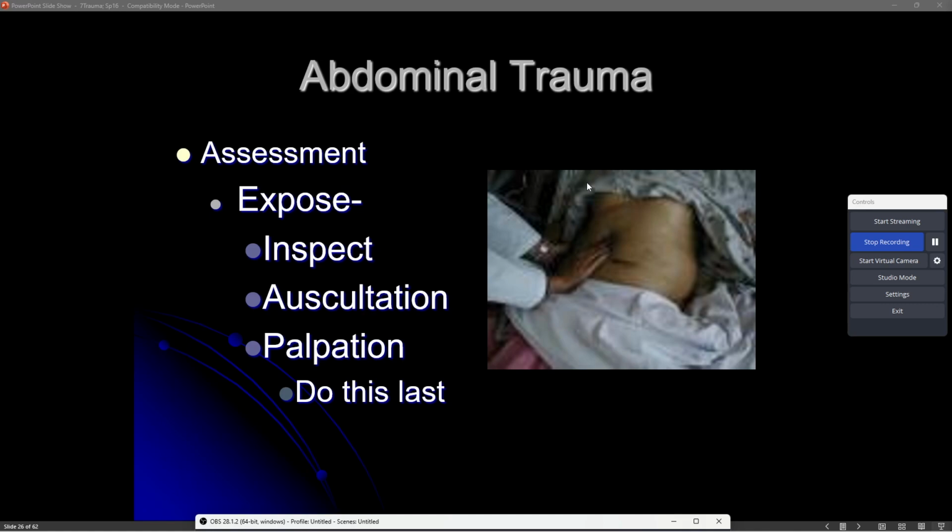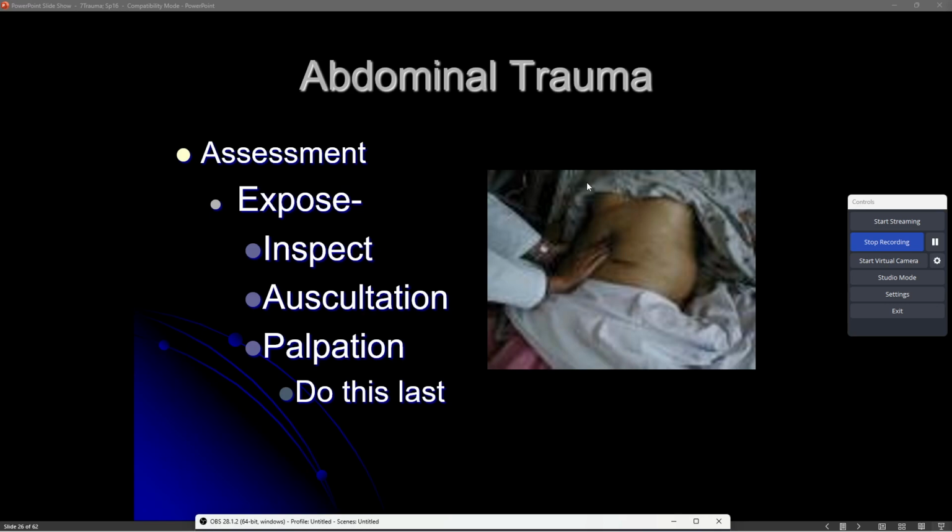So how do we assess? And this gets a lot of people. So we assess the abdomen by doing a couple things. There's 4 steps. We're going to visualize, and that means we're going to inspect. We're going to go ahead and we're going to auscultate first. We're going to palpate last.